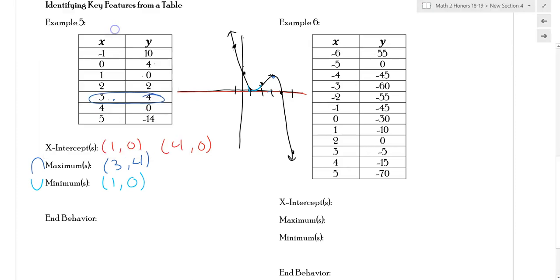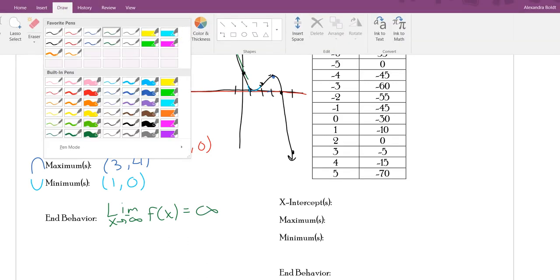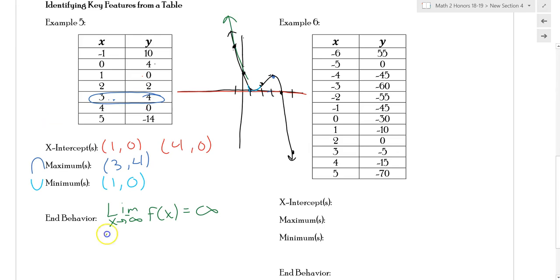And then our end behavior. So we have the limit as x approaches negative infinity of f of x. My left side of my graph is going up, so it's going towards positive infinity. What's happening on the right side? It's going down, which is negative infinity.